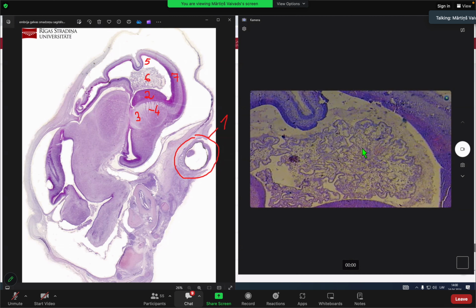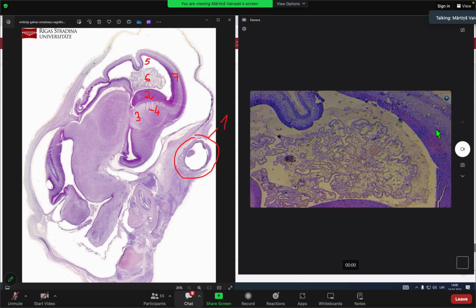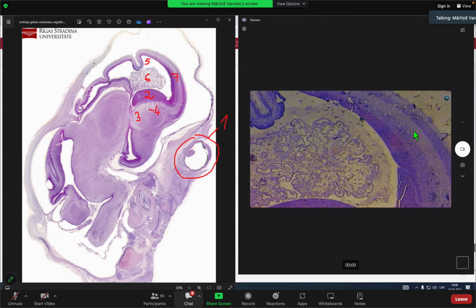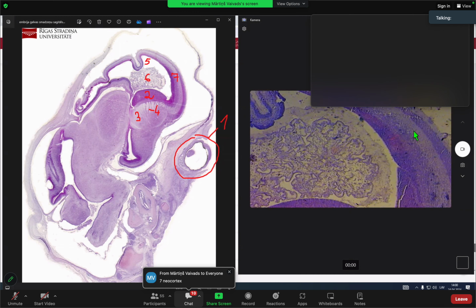So 5 is lateral ventricle, 6 plexus choroideus. You also see some nervous tissue here. This with number 7 would be neocortex. So the brain hemispheres will form.